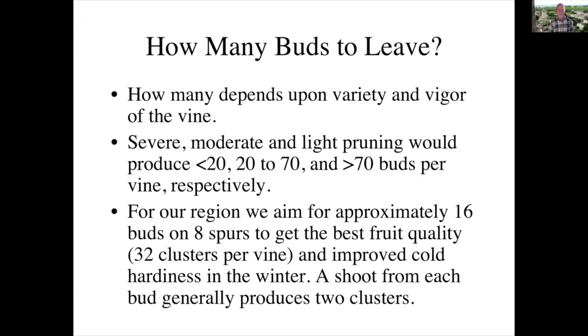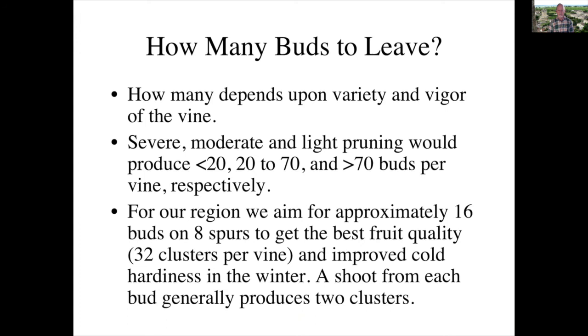Severe pruning is considered something where you have less than 20 buds per vine. Moderate pruning would result in 20 to 70 buds per vine. And light pruning would be that you are leaving greater than 70 buds per vine. So in our region, we aim for approximately 16 buds on 8 spurs to get the best fruit quality. This would be called severe pruning, but I would say it's optimal pruning for our area.